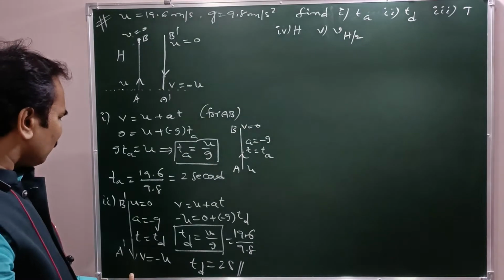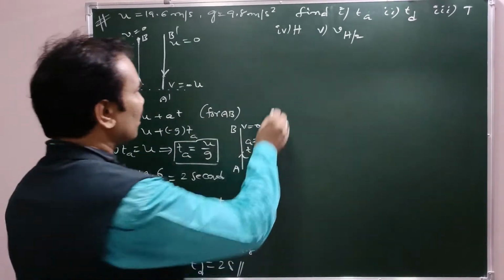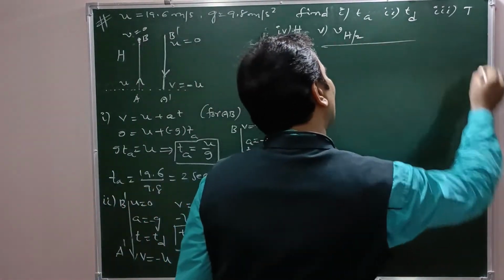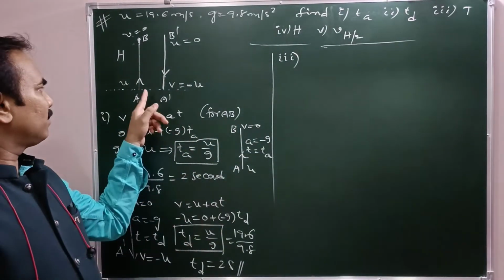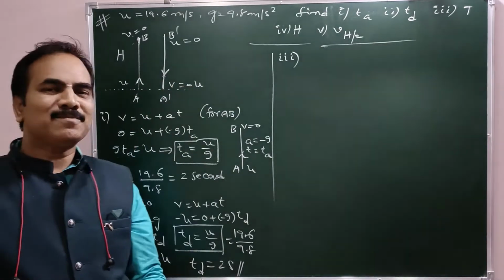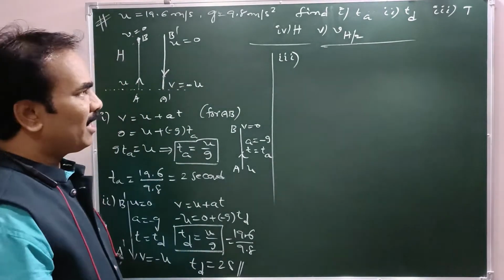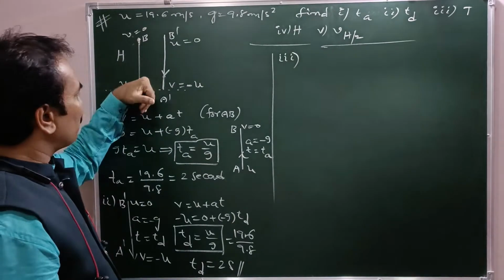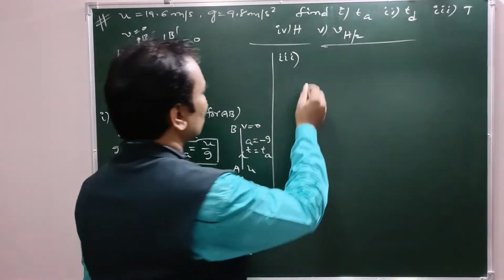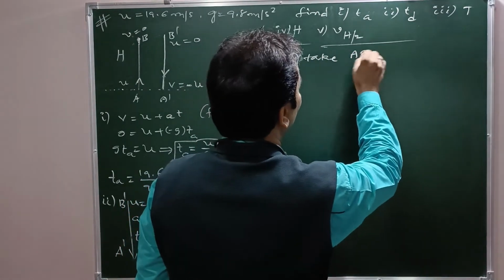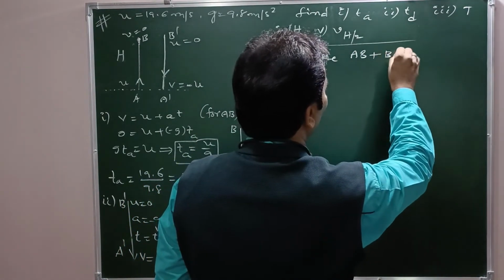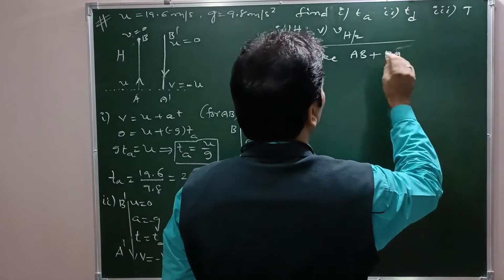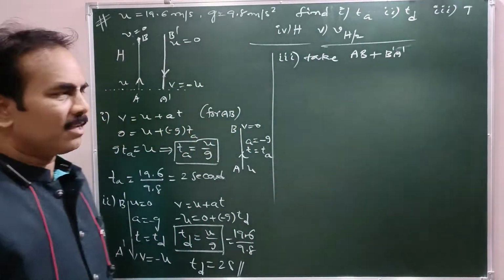Now, coming to time of flight, number 3. What is meant by time of flight? In the entire motion, the total time for which the body remains in air is known as time of flight. Am I right? So we have to consider both segments, that is A to B plus B to A, otherwise A to B plus B dash A dash. So take segment AB plus BA, or BA means nothing but B dash A dash.